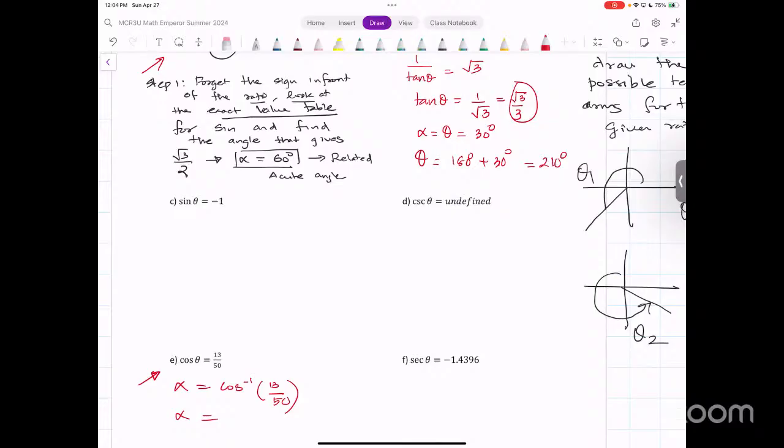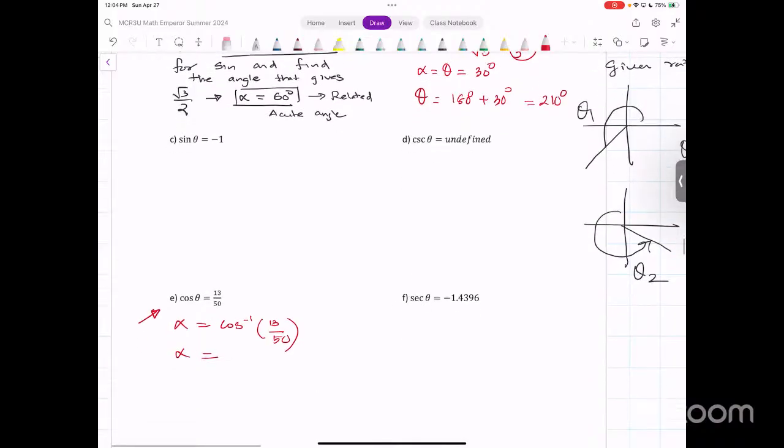What is the alpha you got? Cos inverse of 30 over 50. Hold on, just wait. 74.9. Correct? You got 74.9. What did you guys get? 74.9. We're going to make it 75 degrees, not a big deal.